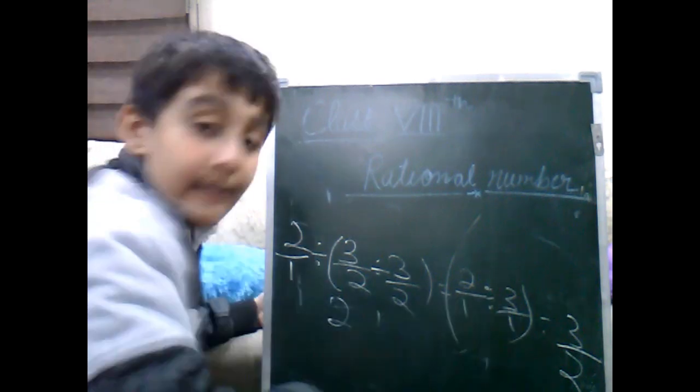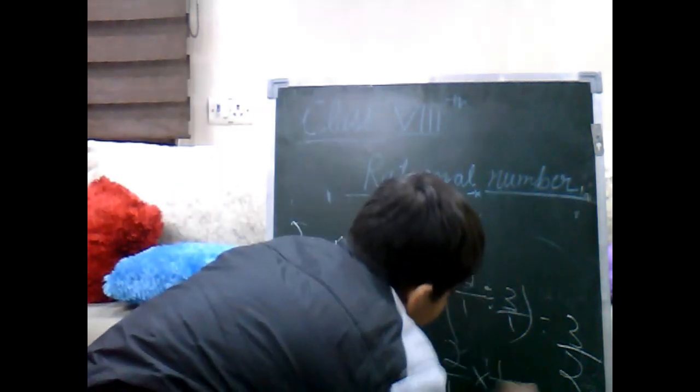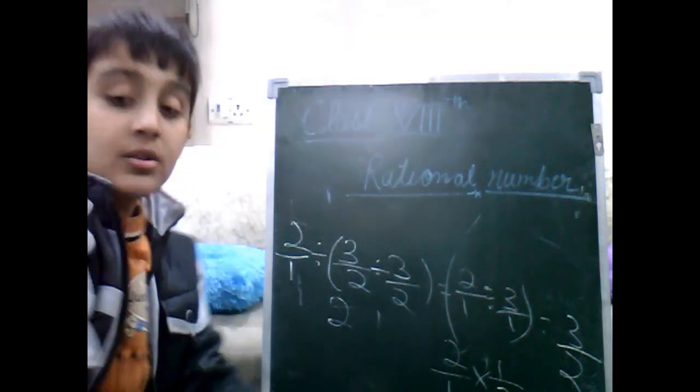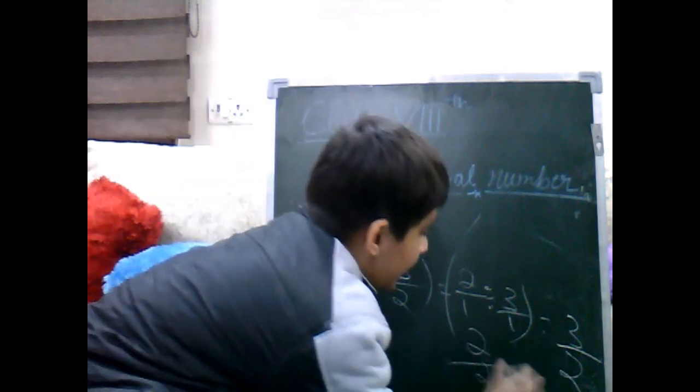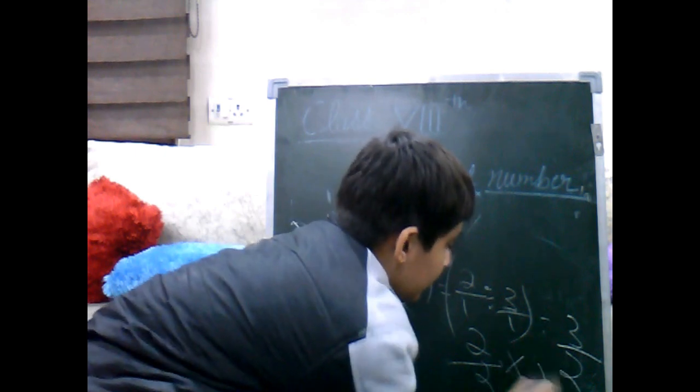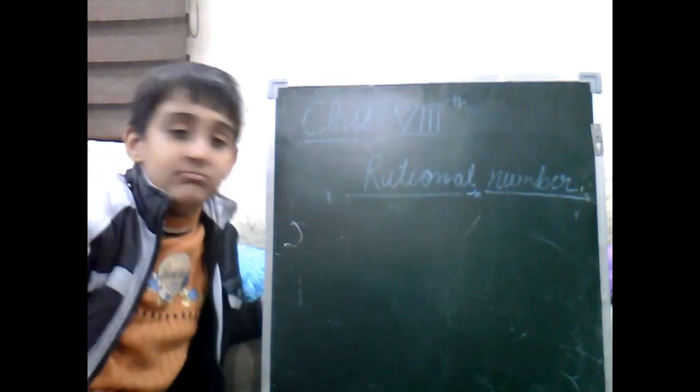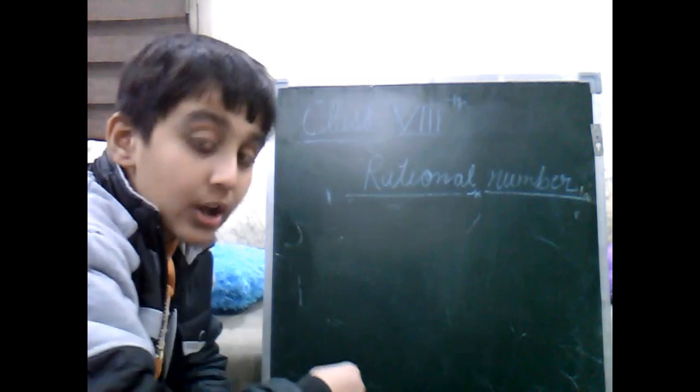Now let's verify here. 2 upon 1, so it came 2 upon 3 here. When we solved the bracket, it came 2 upon 3 divided by 3 upon 2. Let's check it out. So it would be into 2 upon 3 only. Here it came 4 upon 9 and here it came 2. So is LHS equal to RHS? No, it is 4 upon 9 on one side and 2 on another side. So LHS is not equal to RHS. So the division is not closed under associative property.